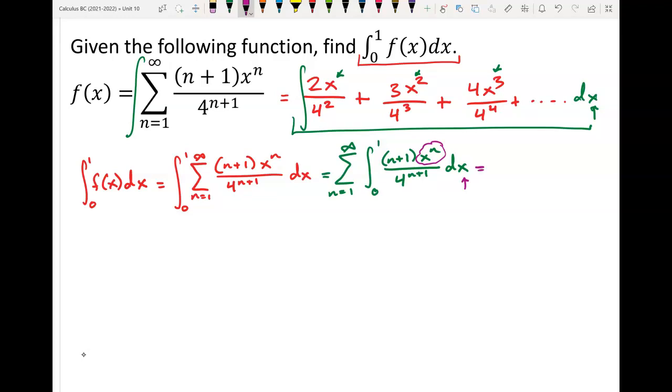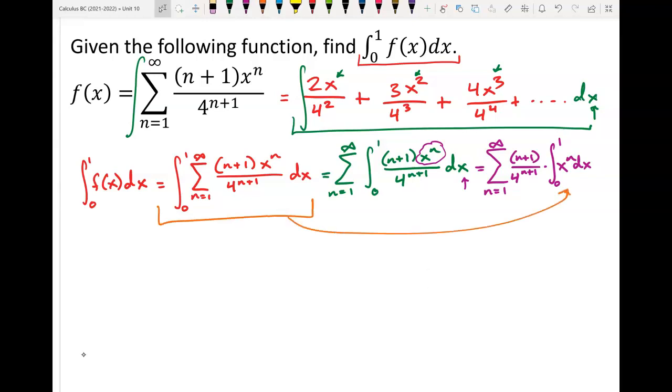I can rewrite this one more time and say, hey, that's going to be the sum as n equals 1 to infinity. I can pull out all that other stuff, n plus 1 over 4 to the n plus 1 power times the integral of x to the n dx, and that would be from 0 to 1. So it looked daunting at first, but really all we're doing is this integral of a power here, right? Remember, the n is a constant. It's not the variable of integration. So that's just really the general form of our power rule for integration.